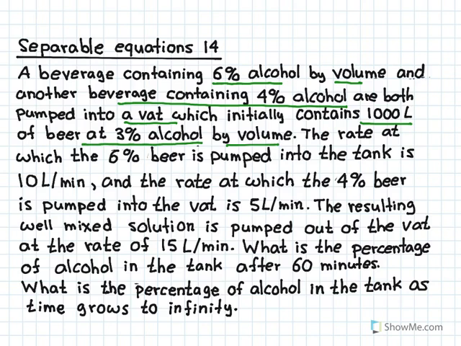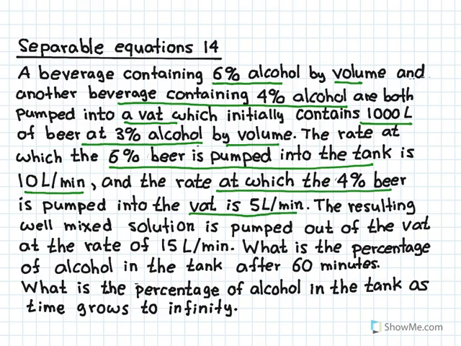The rate at which the 6% beer is pumped into the tank is 10 liters per minute, and the rate at which the 4% beer is pumped into the vat is 5 liters per minute. The resulting well-mixed solution is pumped out of the vat at a rate of 15 liters per minute. So the volume never changes because you've got a total of 15 liters per minute of beer coming in, and the solution mixes, and then you have 15 liters per minute of solution that leaves the tank.